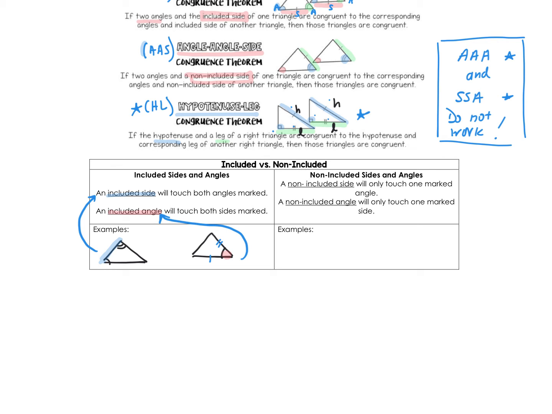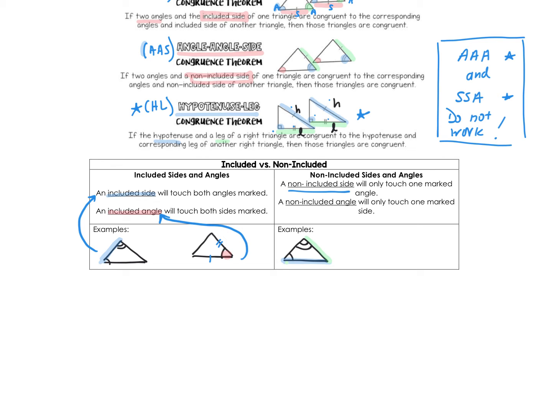So a non-included side: if we have a picture and we have two angles that are marked congruent to each other, then either this side down here would be a non-included side, or this side right here. Okay, so the blue and the green are each non-included because they are not in between. All right, and each of those sides only touches one of the marked angles.